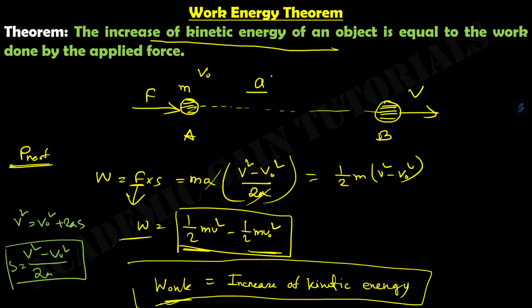So this is the whole proof of the work energy theorem. In this work energy theorem, we have to remember only this part: the work equals to final kinetic energy minus initial kinetic energy. This is the part we have to remember, because this concept is used to solve many problems in our physics theory. So we have to remember this theorem especially.